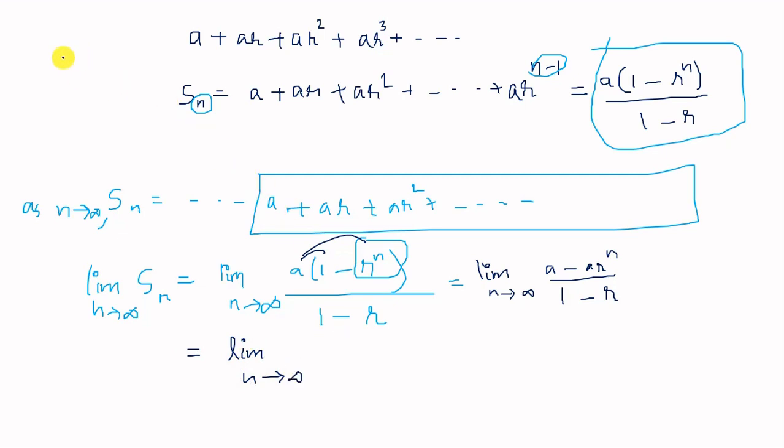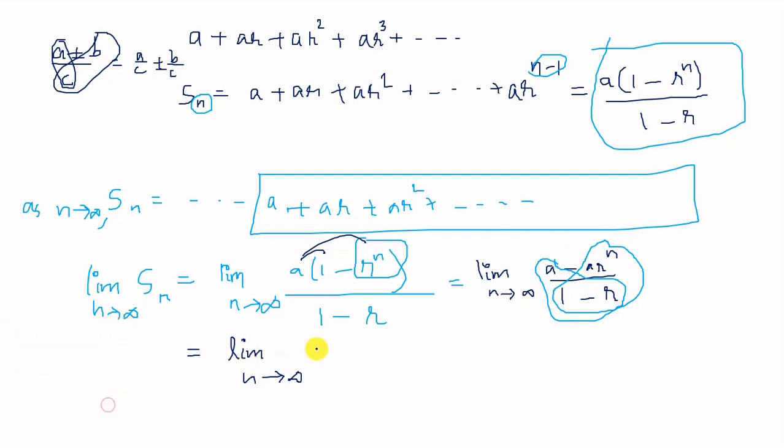Now we have studied in smaller classes that if you have a plus b by c, then you can write it as a by c plus b by c, and this is true even if it is minus. If it is a minus b by c, then you can write it as a by c minus b by c. So here you have a minus ar raised to n by 1 minus r. So we split it into a by 1 minus r minus ar raised to n by 1 minus r. So this will be limit n tends to infinity a by 1 minus r minus ar raised to n by 1 minus r.